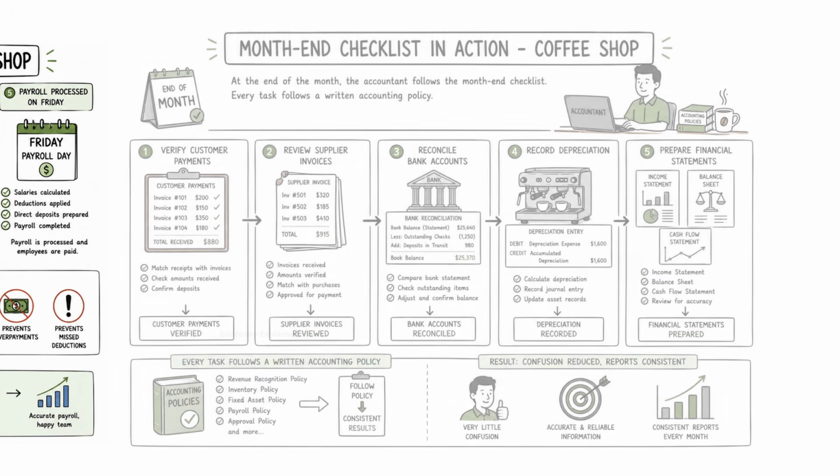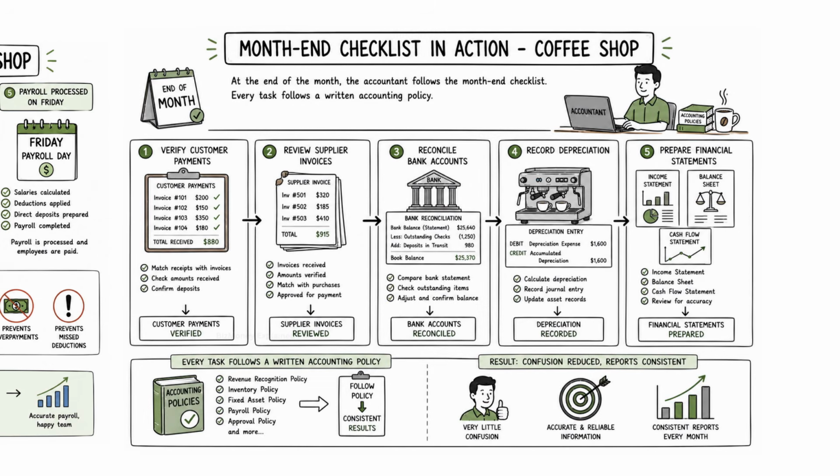At the end of the month, the accountant follows the month-end checklist. Customer payments are verified, supplier invoices are reviewed, bank accounts are reconciled, depreciation is recorded, and the financial statements are prepared. Every task follows a written accounting policy, so there is very little confusion and every report is prepared consistently.